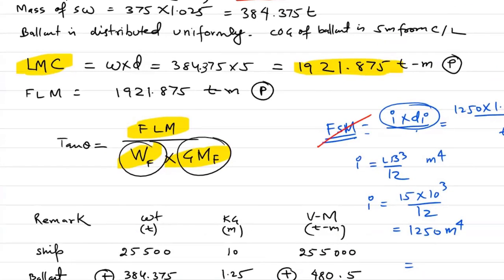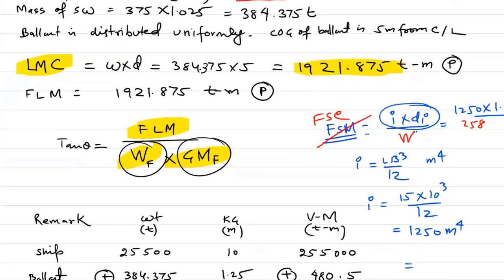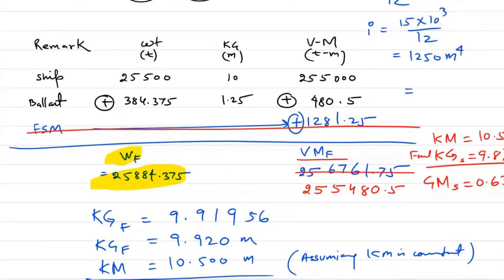This is FSM. Now let's find the FSC divided by displacement, divided by 25884.375. How much were you getting? 0.049.